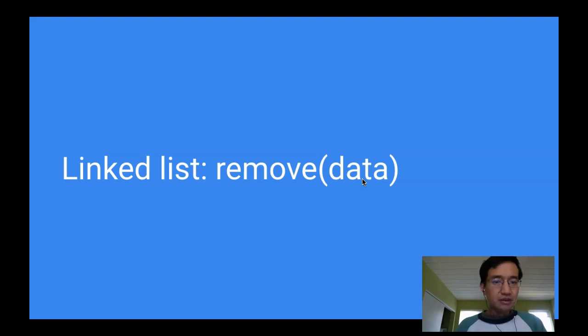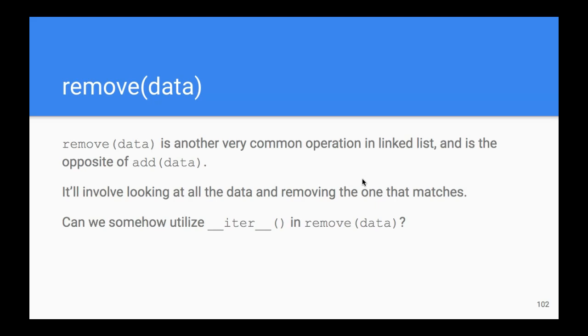Hello, so we are going to talk about removing data from a linked list. Data removal is another very common and very useful operation in a linked list, right? It kind of does the opposite of adding data. What it takes is that we have to look at all the data in the list, find the one that we want to remove, and remove it.